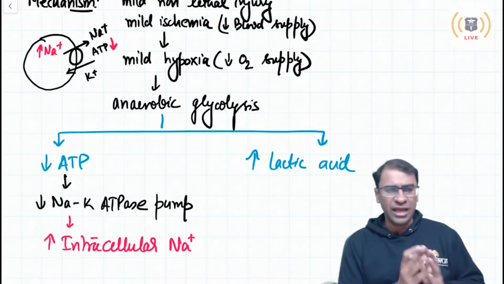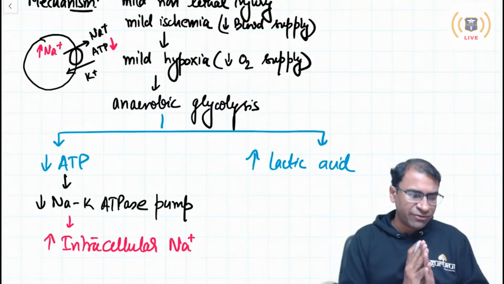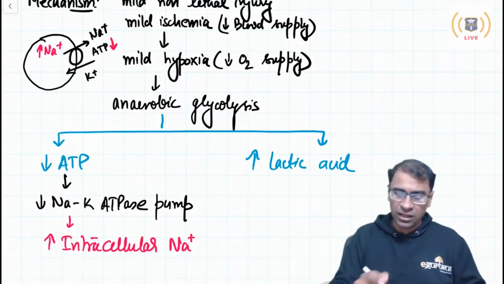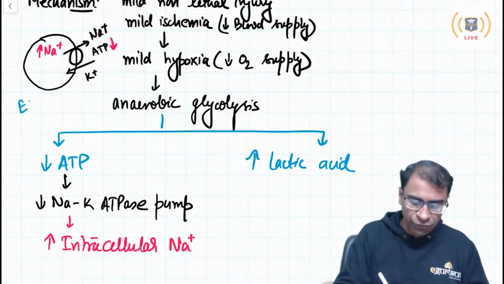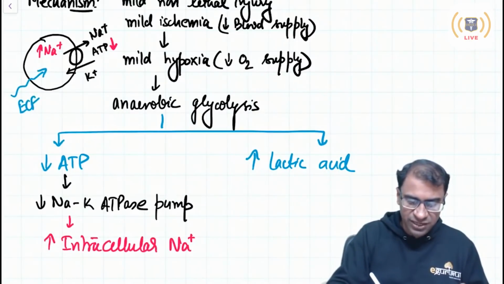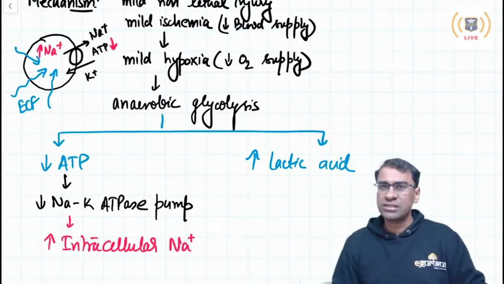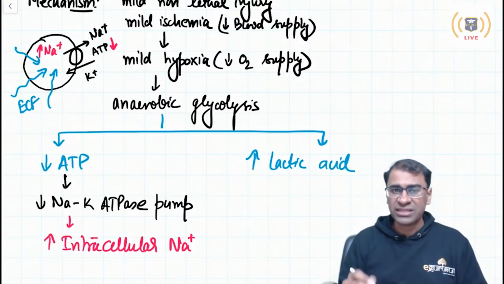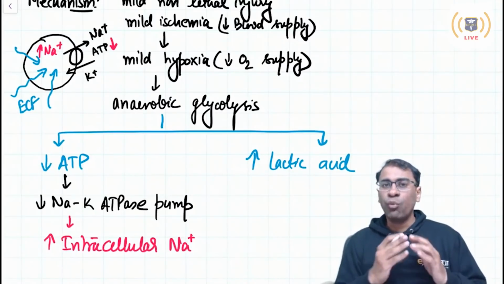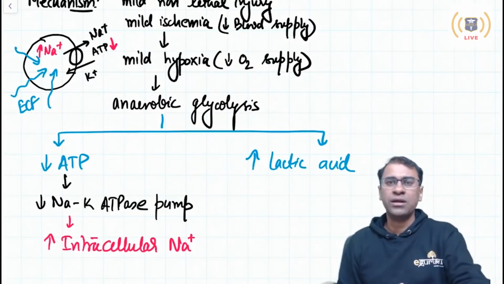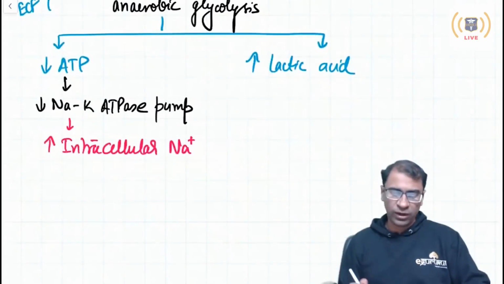Let's think what happens. If any cell has an increase in the sodium in the cell, all the extracellular fluid, ECF, will start rushing inside, isn't it? All the ECF will rush inside. ECF means extracellular fluid. Because of the extracellular fluid rushing inside, some electron microscopic changes start occurring. Okay, let's see what the EM changes are.